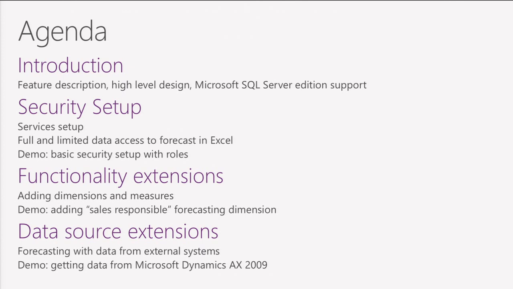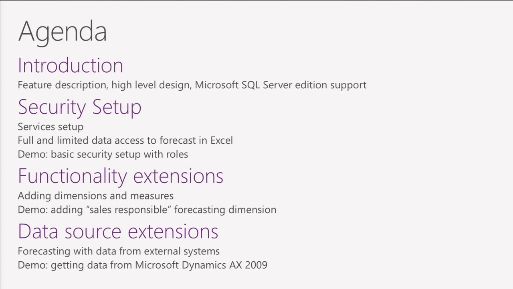After that, I'll talk about the security setup, about how to set up the different services that are used to generate the baseline forecast, and then also how to grant the full and limited access to the data that the users see in Excel. So how to limit the data that is visible in the Excel. And I'll do the demo how to do both the setup of the services and also how to set up the roles for the different users within your organization.